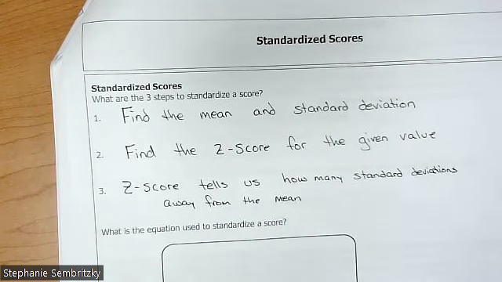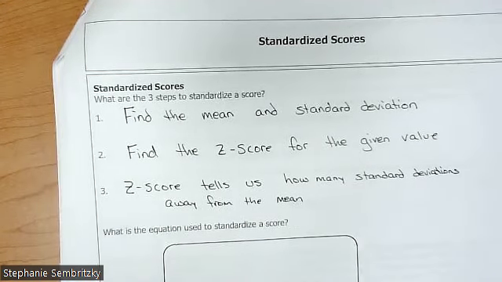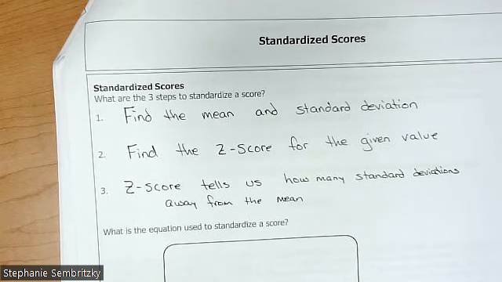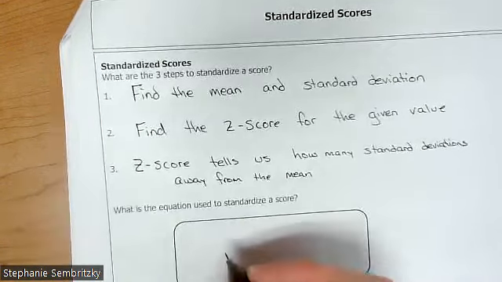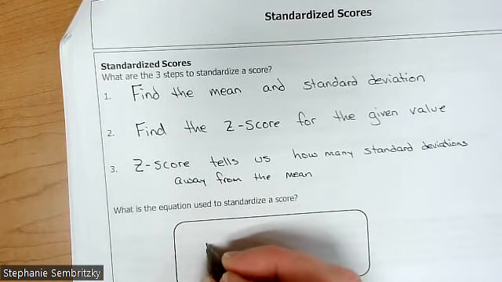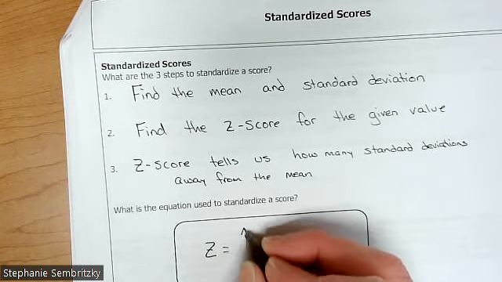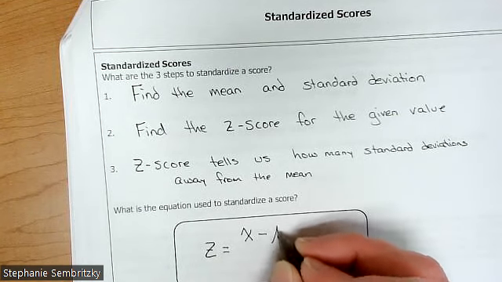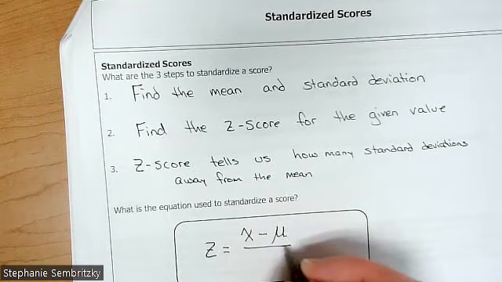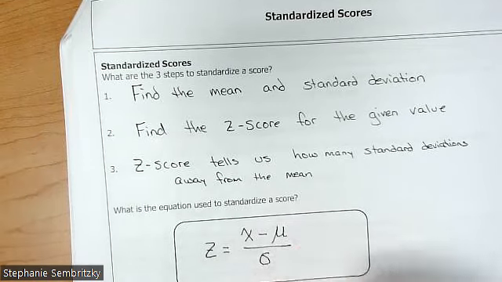Is it only one standard deviation away? That means it's really close. 2, 3. If it was 4, it'd be way far away. Thinking about where the mean is and the standard deviation, how far away is it? So the equation to standardize a score to make it into a z-score is this. I'm doing the official one here.